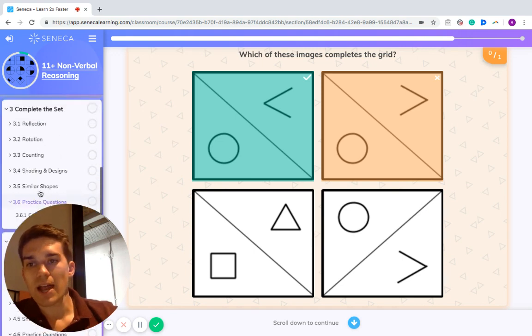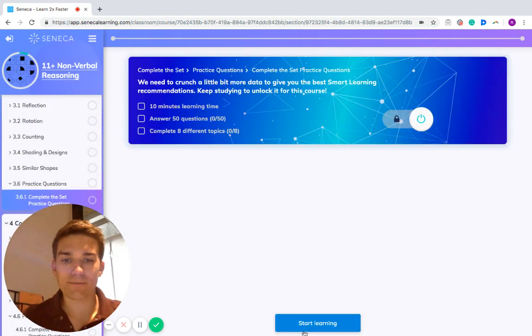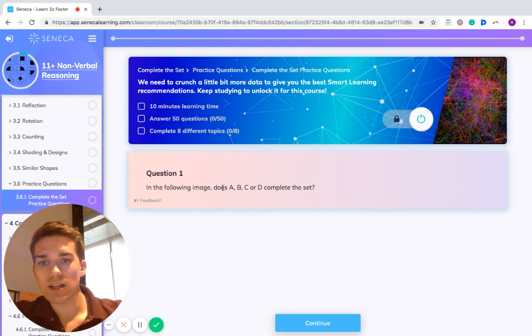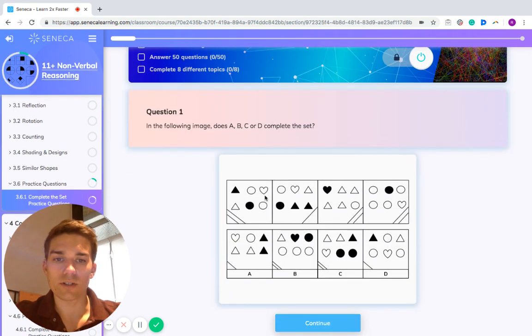So let's have a look at another type of question, completing the set, for your non-verbal reasoning. Does A, B, C or D complete the set? So we've got a set here. What completes the set? So let's have a look at each individual shape. So we've got 2 diagonals, 1 diagonal, 2 diagonals, 2 diagonals. And it's changed side. And then we also need to look at the colors and also the shapes themselves.